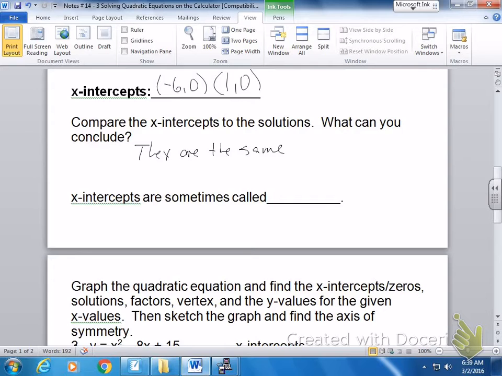So our x-intercepts can sometimes be called the solutions, or sometimes people call them the zeros. So now we can basically find the answers to all our quadratics, or the solutions, by using our calculator. All right, guys, let's go ahead and go to the next page.